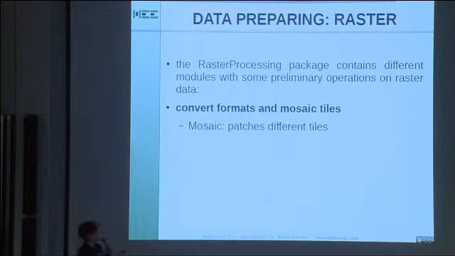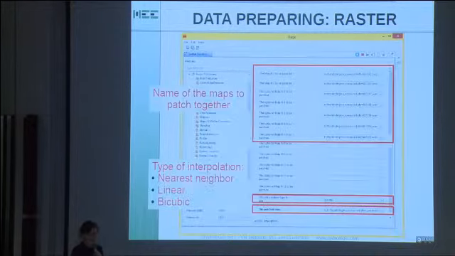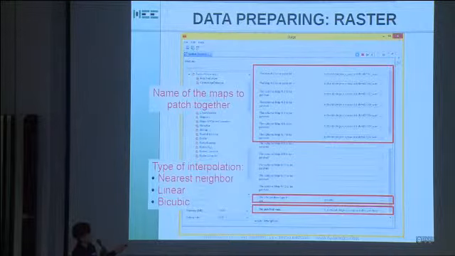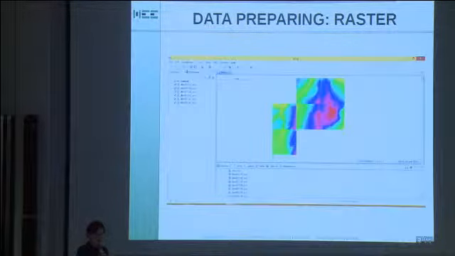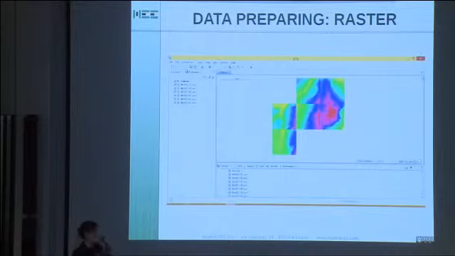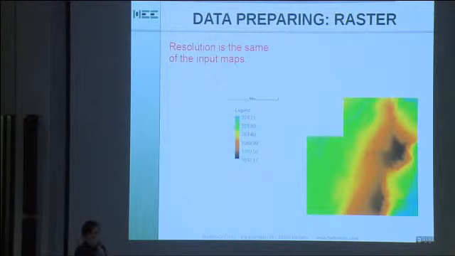One of them is the tool to mosaic different patches of DTM, for example. It is very easy because it requires only the path of the input DTMs and the output file, the generated DTM. There is the possibility to choose between different kinds of interpolation: nearest neighbor, linear and bicubic. Here is an example, different tiles at the beginning, downloaded from one server, and we obtain the complete DTM for the region we are interested in.